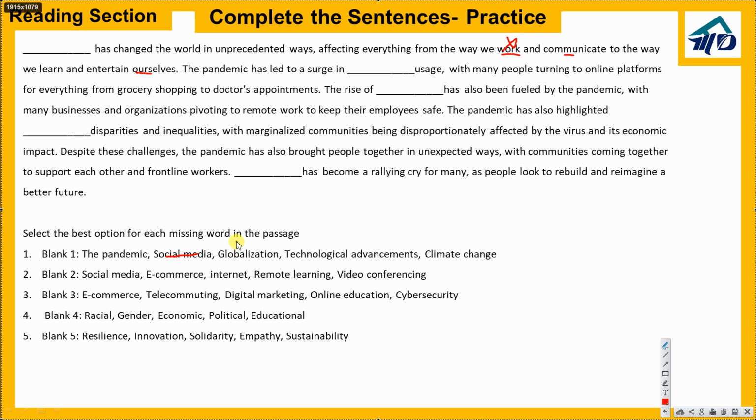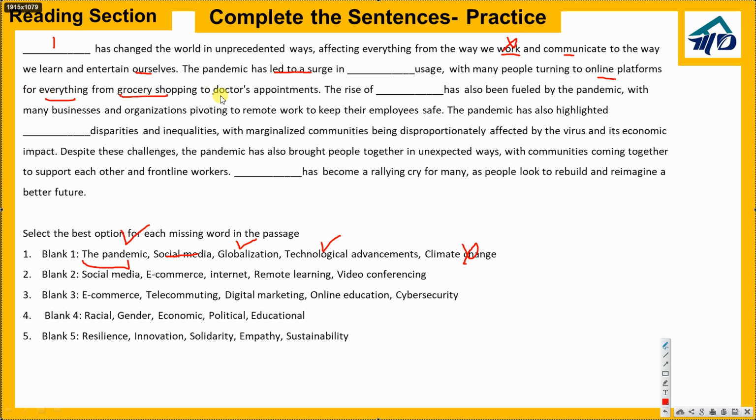Globalization? Yes, it can be my answer. Technological advancements? Yes. Climate change? No. At this point, I can say no. So the three options are pandemic, globalization, technological advancements. My elimination theory has eliminated 2 options. I'm left with 3. Now I need to find the context theme. The pandemic has led to a surge. So what is the answer? Pandemic. So here, what is the option number 1? The pandemic has led to a surge in dash usage, with many people turning to online platforms for everything from grocery shopping to doctor's appointments.